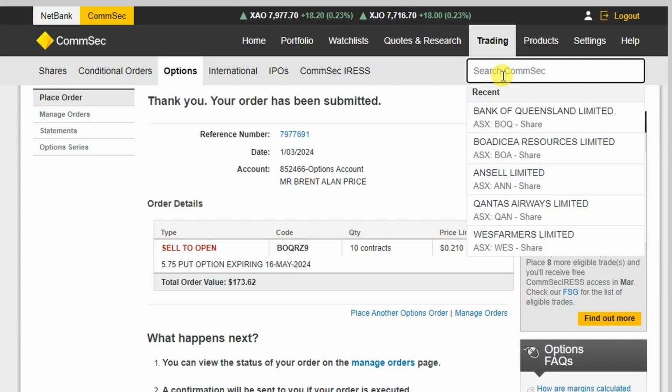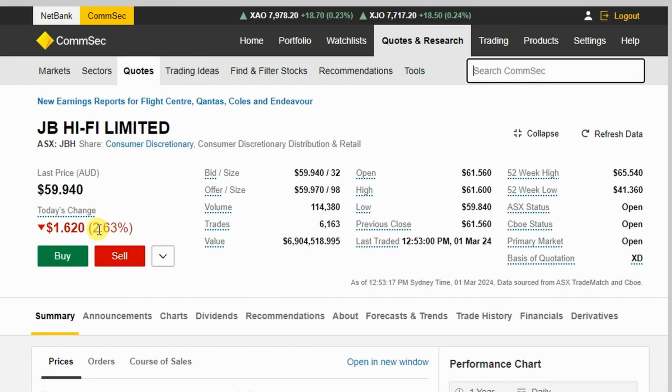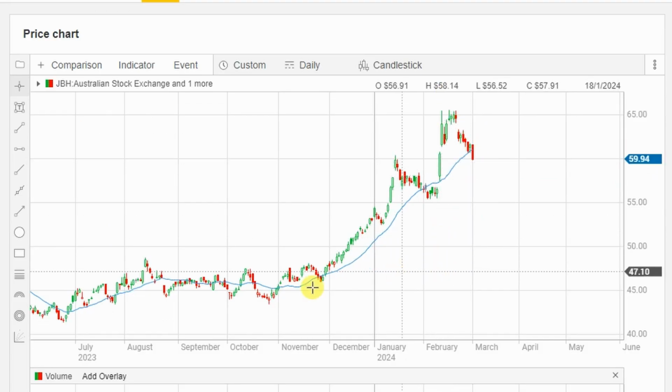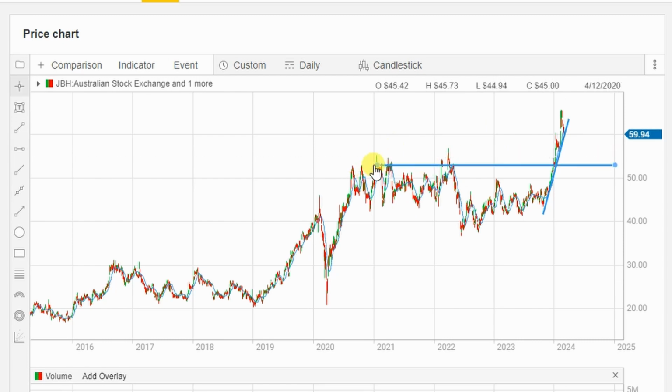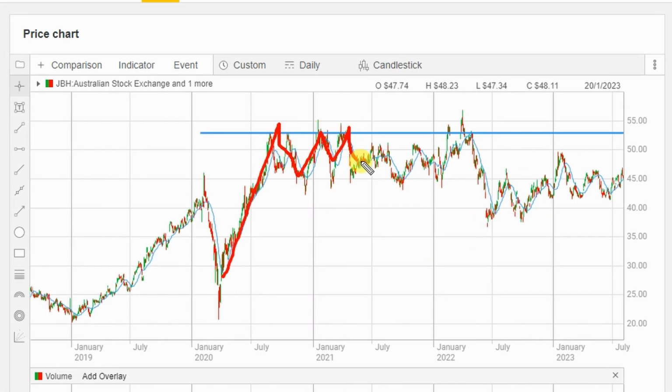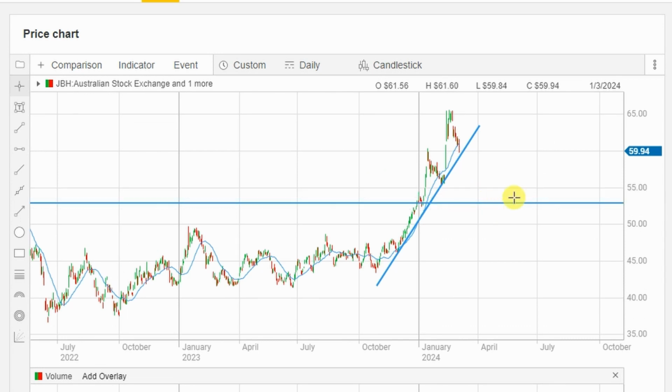The other one I was looking at was JB Hi-Fi. Wow, that's taken a 2.63% hit today, which in the scheme of things isn't too bad. It's come back down to potentially old support levels where it's been before. So potentially this could bounce. If it falls, it's probably going to find some support around these old resistance levels because it's had resistance here in the past. That would probably become its new support level. So it probably wouldn't fall too much past $53 or so.